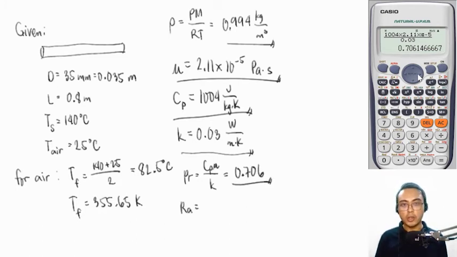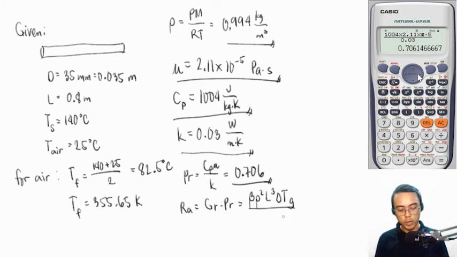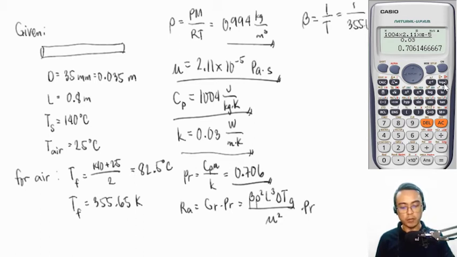Next, we solve for the Rayleigh number. The Rayleigh number, remember, is the product of the Grashof number and the Prandtl number. We write the Grashof number as beta rho squared L cubed delta T times g all over mu squared. And remember that beta, the compressibility for gases, for ideal gases specifically, is simply the inverse of the absolute temperature, that is 1 over 355.65 Kelvin.